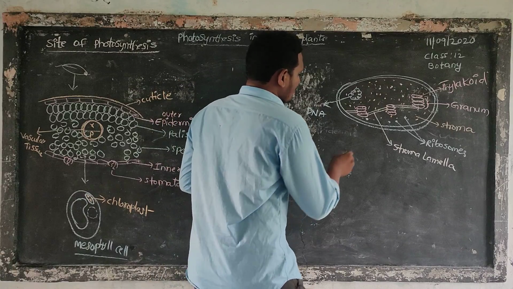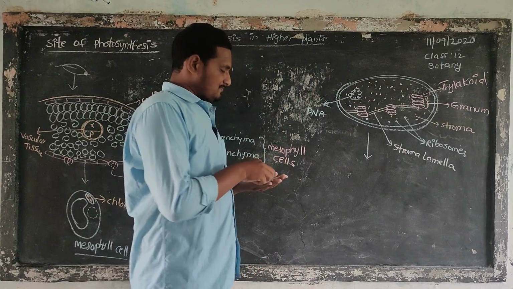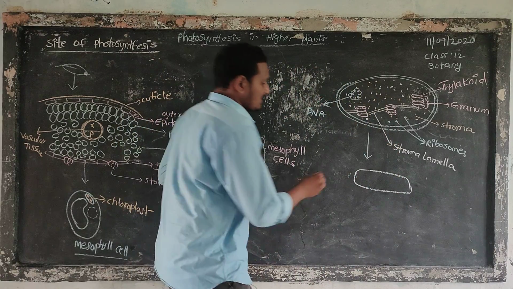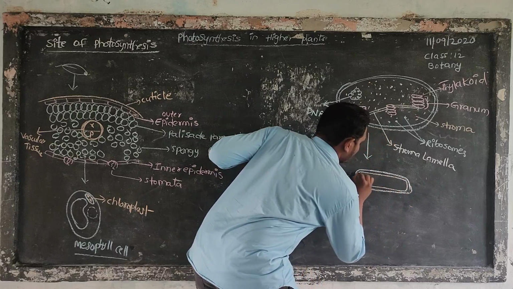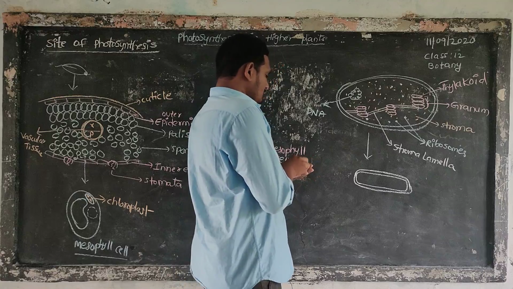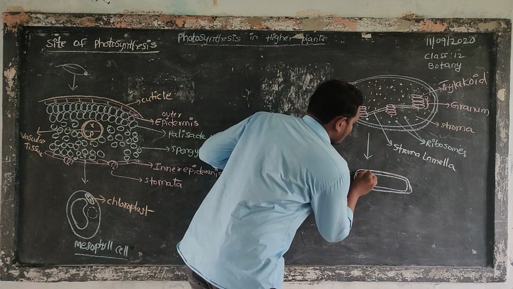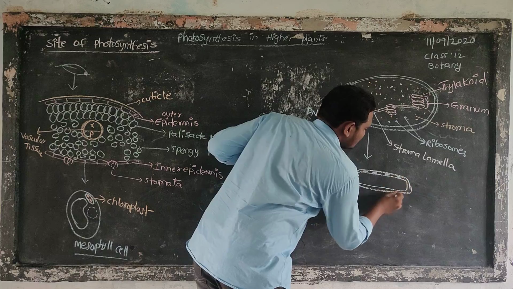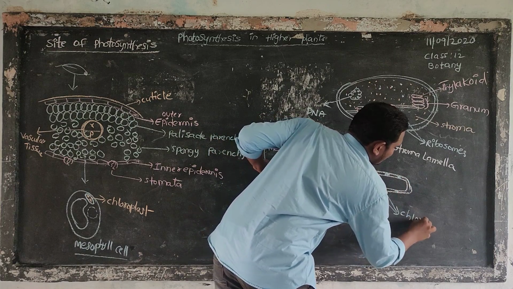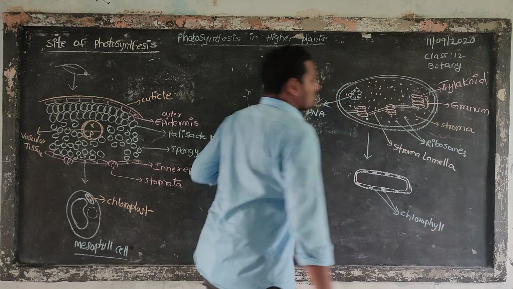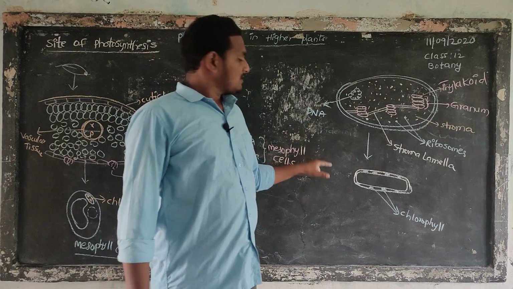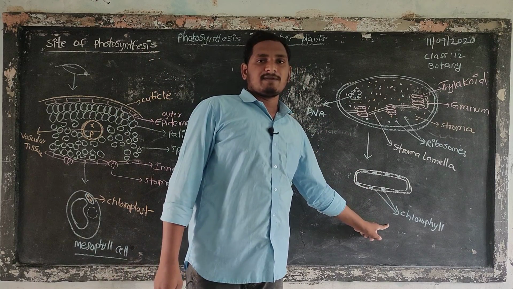Next, we have to take one thylakoid. This is a thylakoid. The thylakoid is also a membranous structure. In this membranous structure, chlorophyll is present. This is chlorophyll. Chlorophyll is present inside the thylakoid.